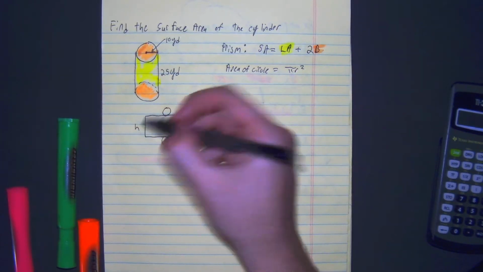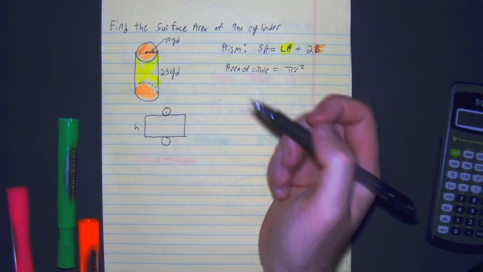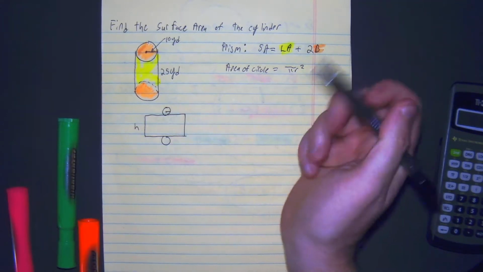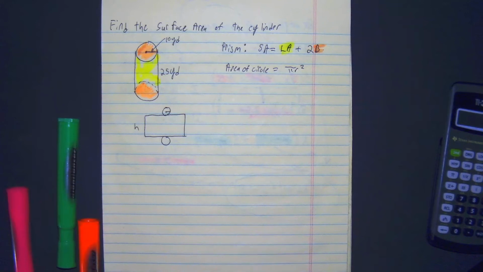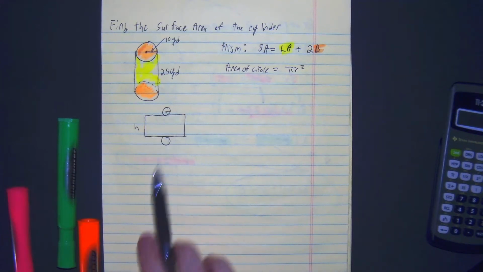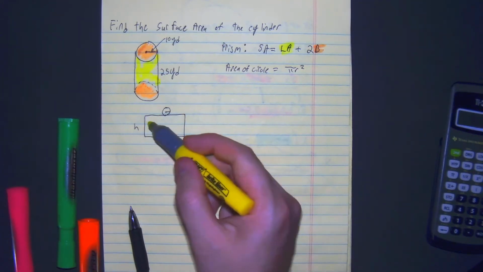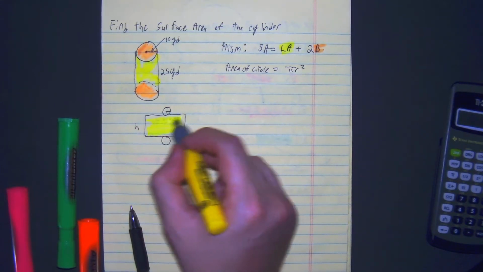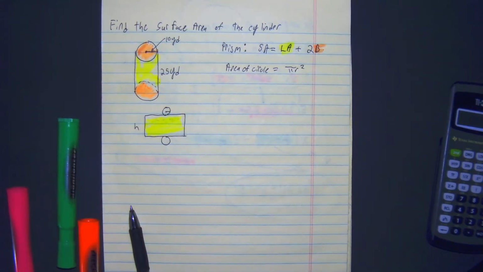And this would be like the height. This right here would look something like the radius. I mean, that's basically what it would look like. So we're trying to find the area of this. How are we going to do that? Well, we do have to use a little bit of our circle.